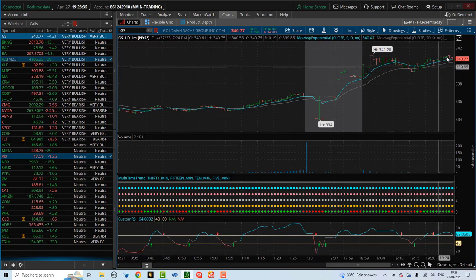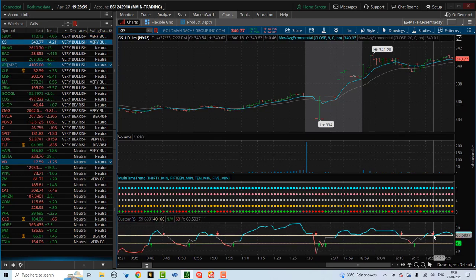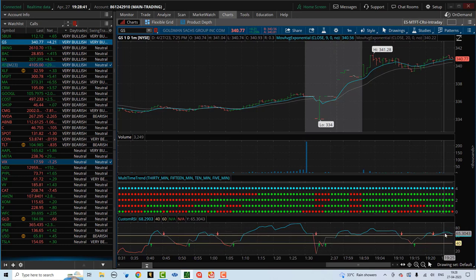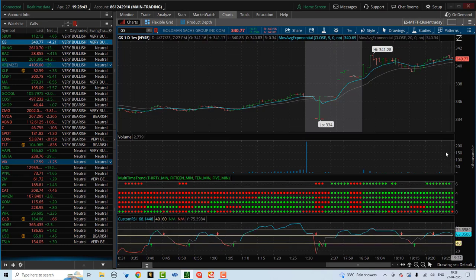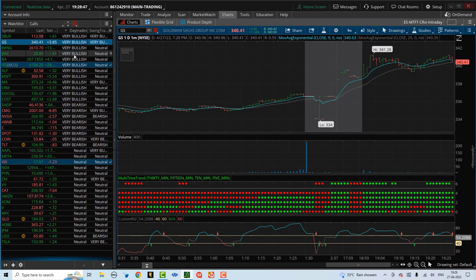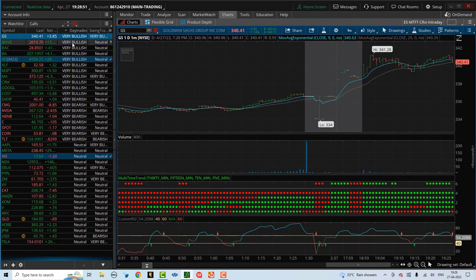It may not be completely bullish, but it is. You can see that the custom RSI has entered the bullish zone, maybe coming down right now. So not a great candidate. Once you go through these, you can cycle through them and then decide which is the best candidate.